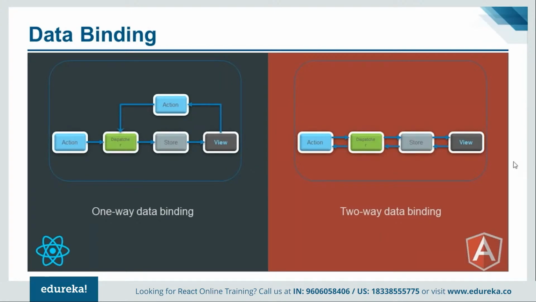Angular was one of the first frameworks to actually support two-way binding, and the reason for that is because in many cases what was happening is if there were any changes done on the view side, then you had to make a separate call to actually update the model, which used to take a lot of time.